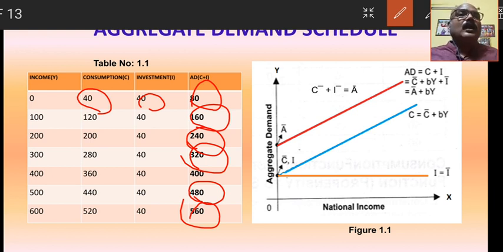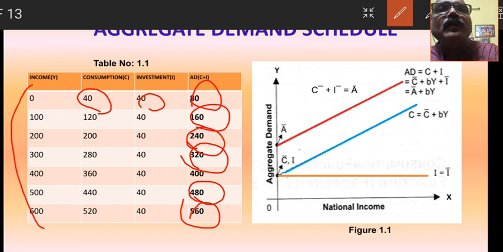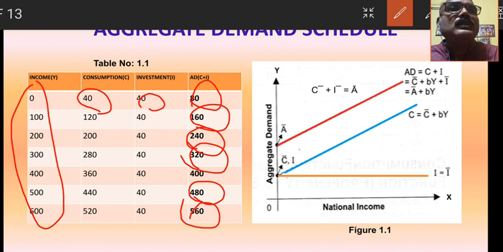Now come to the diagram, very much important. So you see that here at all levels of income, from 0 to 600, the investment is the same, that is 40. So therefore you see this investment line is a horizontal straight line. ये जो इन्वेस्टमेंट लाइन है ये हॉराइजेंटल स्ट्रेट लाइन है, इसीलिए उसमें लिखा गया है I इज इक्वल टू आई बार.